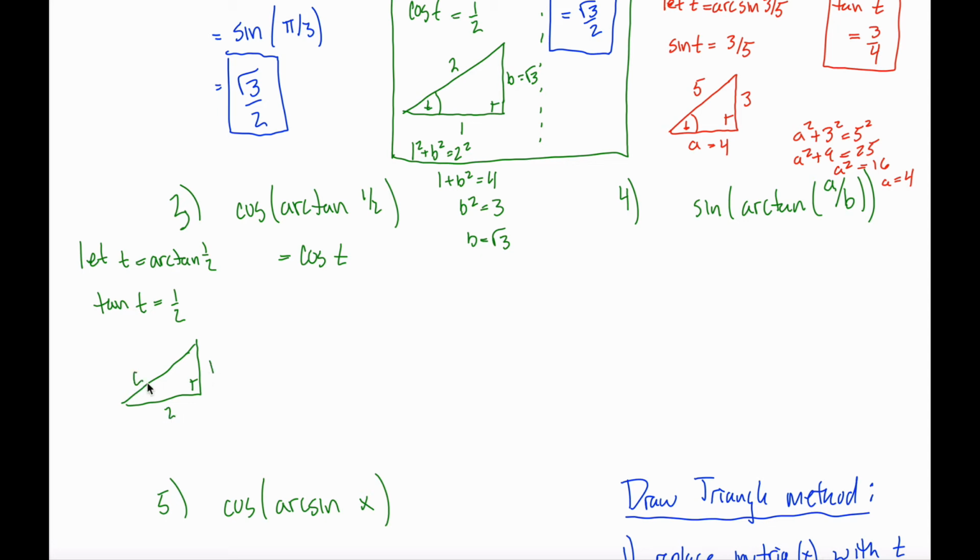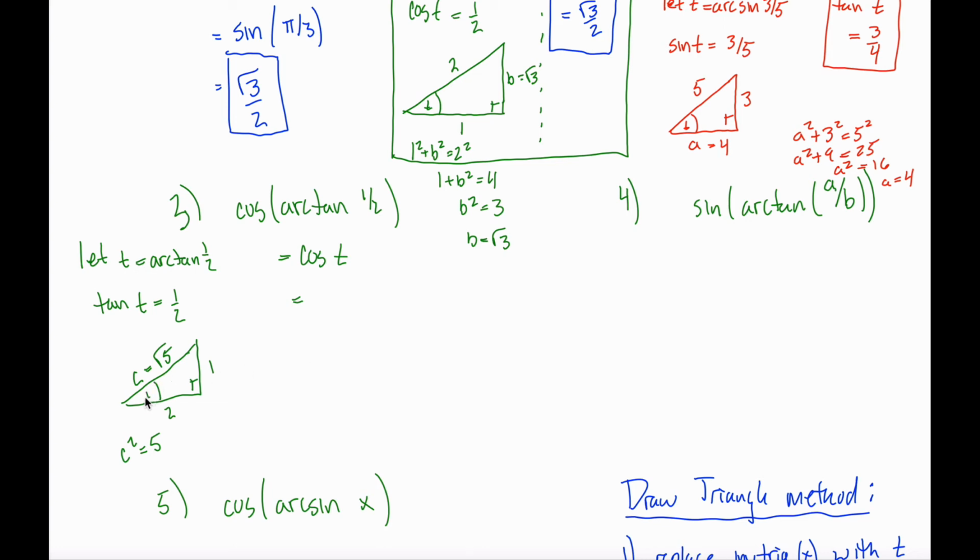I can solve for this side length because I know this squared plus this squared equals this squared. So 1 squared plus 2 squared is 1 plus 4, which is 5. So c squared is 5, therefore c is plus or minus the square root of 5. But again, we're talking about side length, so it's the positive square root. I have all three sides of this right triangle here. It's easy enough for me to figure out cosine of t.